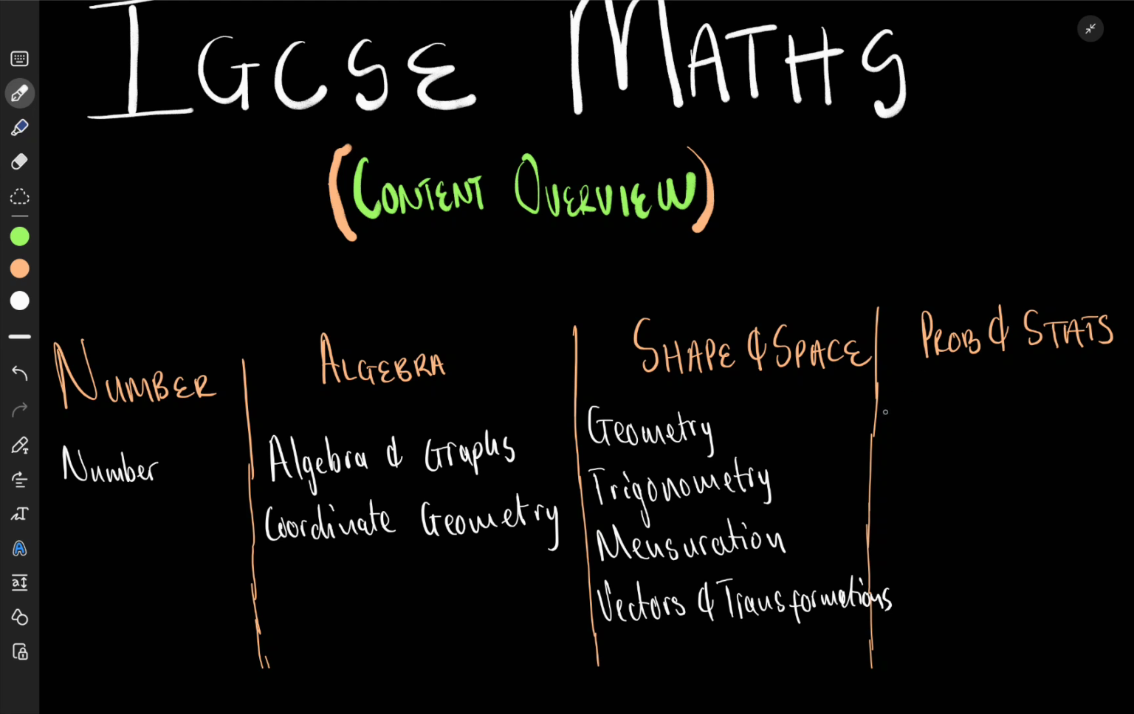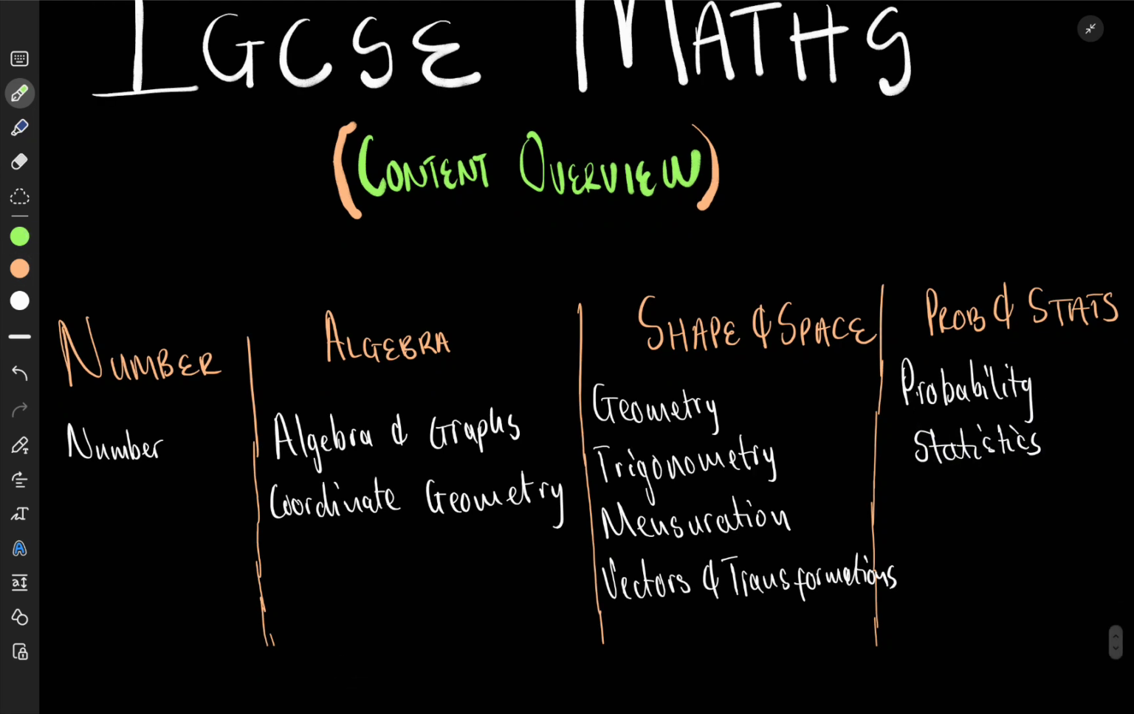Then when we go to the 4th unit, we'll have probability as a topic. Then the last topic would be statistics. This is what we have. Here are the 9 topics. So topic 1, topic 2, 3, 4, 5, 6, 7, 8, and 9. 9 topics in 4 units.